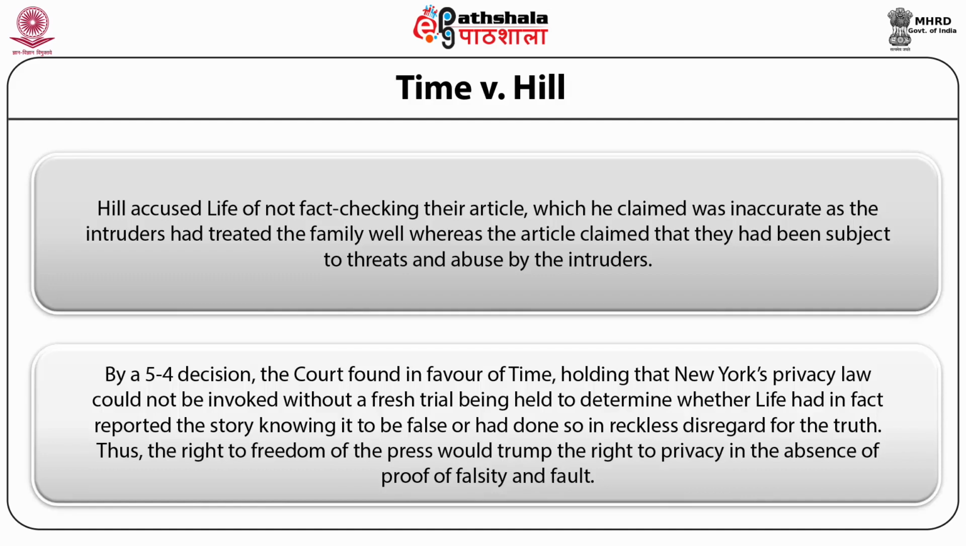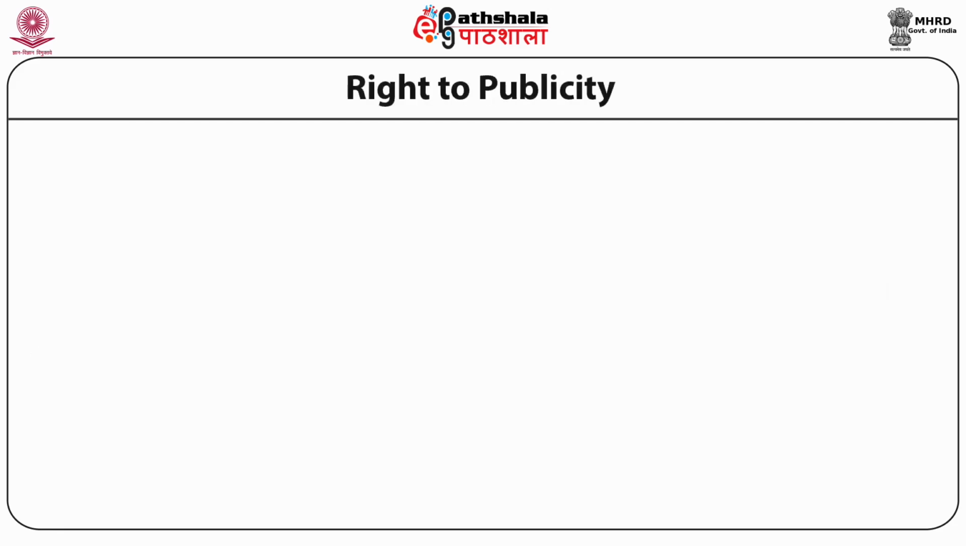So what did the Supreme Court say? The right to freedom of the press would trump the right to privacy in the absence of proof of falsity and fault, right? Let me repeat that. Very important that you understand this. In the United States, the right to freedom of the press would trump the right to privacy in the absence of proof of falsity and fault, right?